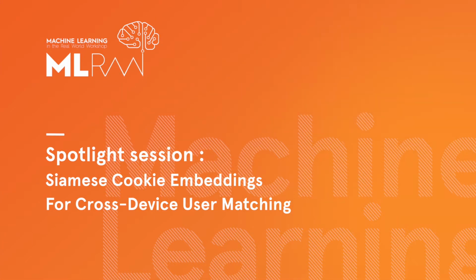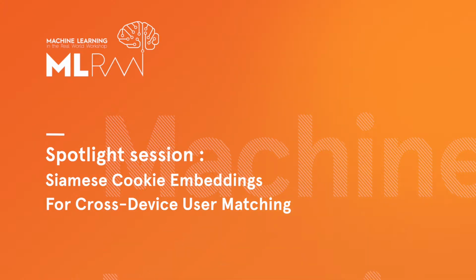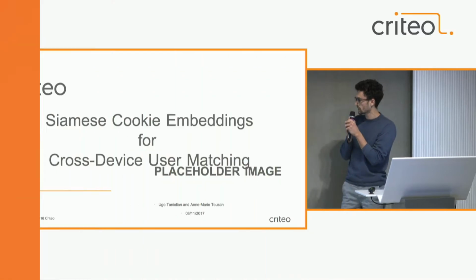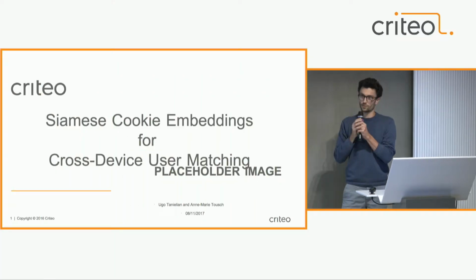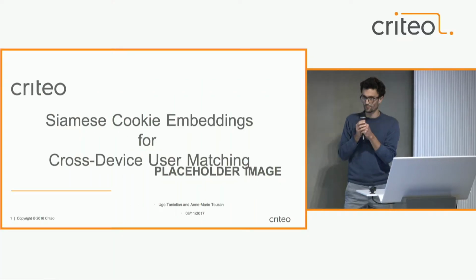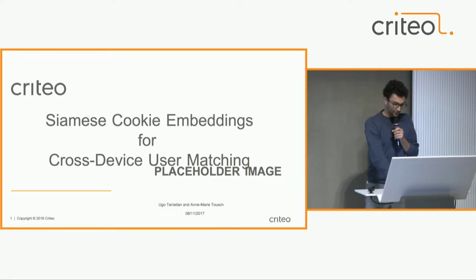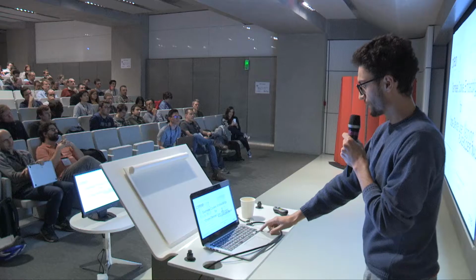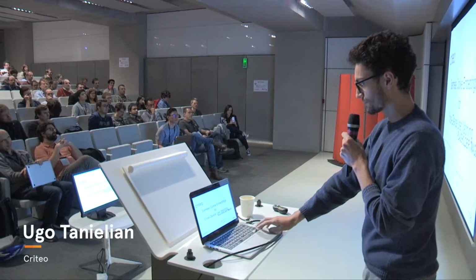Hello everyone. Today we are going to talk about the cross-device matching problem and our solution to solve it using Siamese convolutional neural networks. This is work I did with Anne-Marie Touche and Flavien Vasile, also from Créteil. So what is the cross-device matching problem?